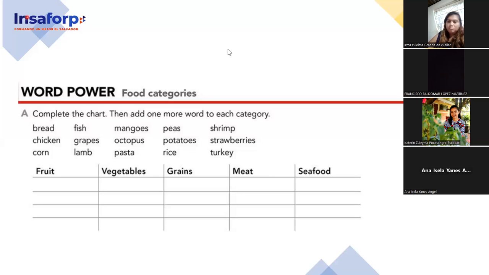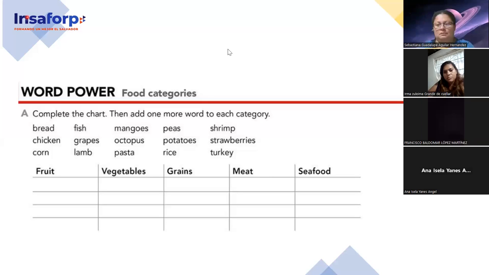Perfect. Great pronunciation as well. Great job. Everything you're doing when it comes to practicing English, Catherine, keep doing it because you're working very well. Okay, so we're going to have the information in these categories, right? Let's begin with Irma Suleima. Fruit. Tell me, what's the fruit that goes here?